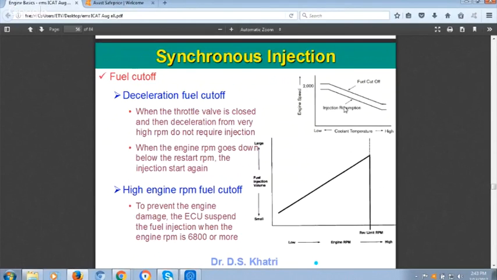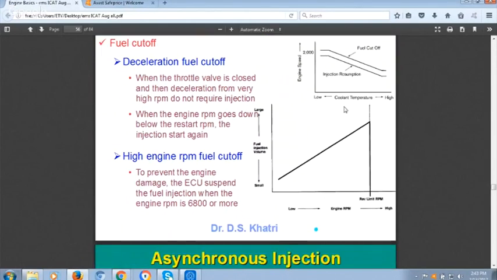There is one more thing to make the engine safe. We call it fly up speed. We also cut off the fuel supply to protect the engine. Suppose somebody is just accelerating and idling, so RPM can shoot up. We call it fly up speed. Beyond that RPM, it may damage the engine, so we can limit that speed also by cutting off the fuel supply.